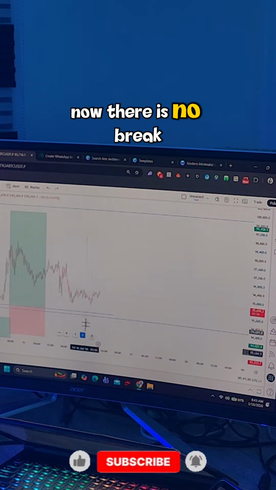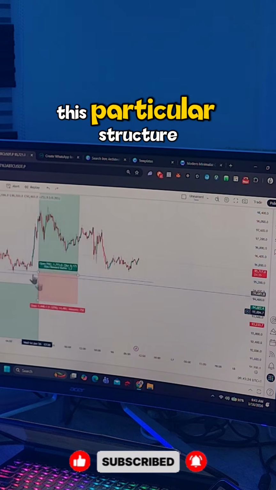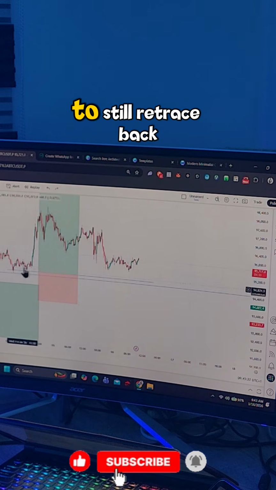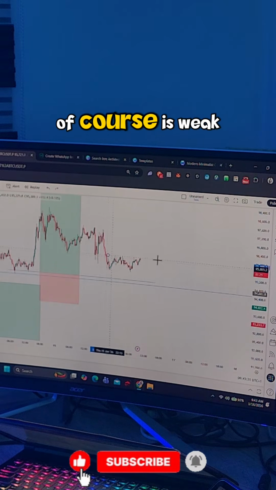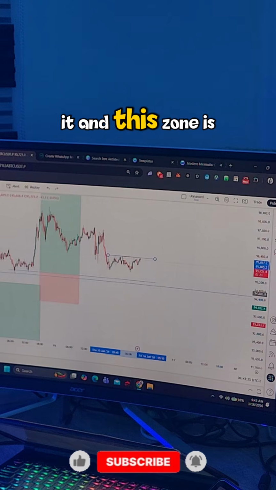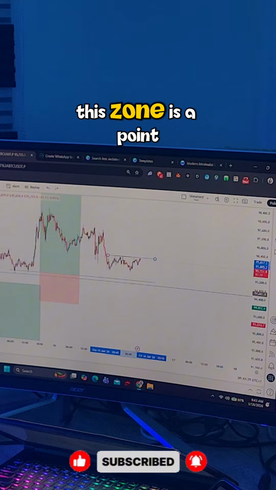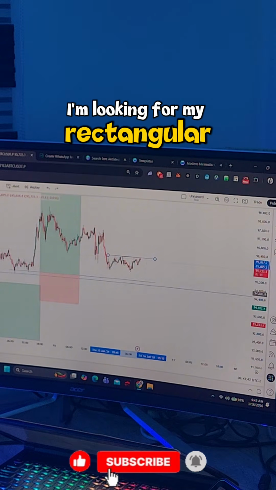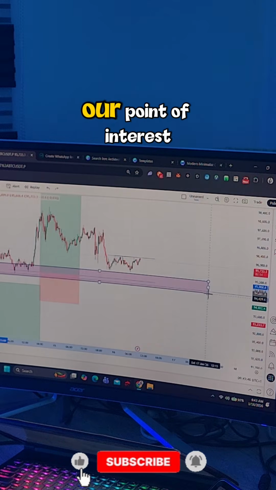Now there is no break of structure yet. The market is here to break this particular structure. So what we are looking for is that the market is going to still retrace back. In as much as this is a mini resistance, of course, it is weak, so the market can easily break it. And this zone is our point of interest. I'm looking for my rectangular tool. So this whole zone is our point of interest.